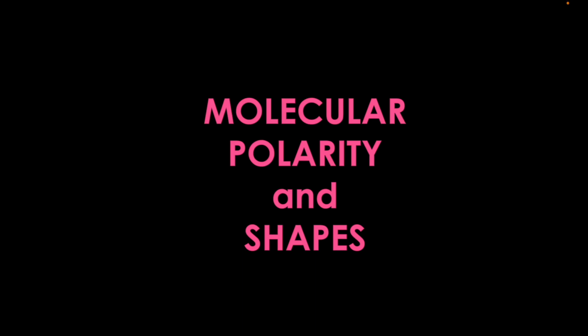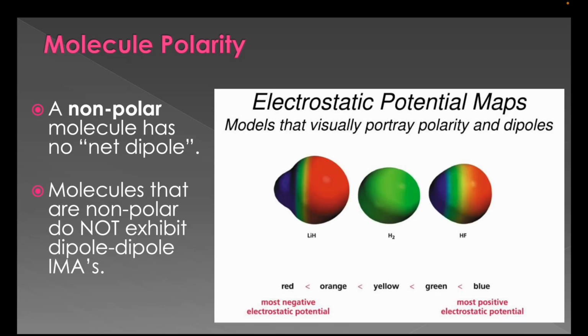So today we're going to talk about molecular polarity and shapes. First of all, I'd like to remind you of these electrostatic potential maps that we looked at before. Red represents the most negative, and blue represents the most positive electrostatic potential. A nonpolar molecule has no net dipole.